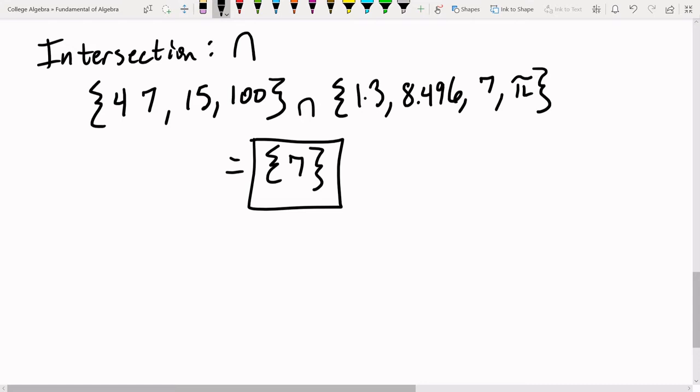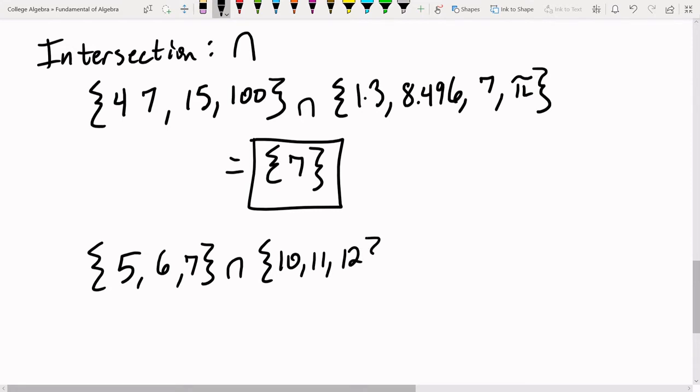Now, what if we had two sets that never overlapped, like this? 5, 6, 7 intersected with 10, 11, and 12. The answer here is a set with no elements. There is no intersection. And there's a shorthand note for this, and it's like this. It's called the empty set. It plays the same role that 0 does in the regular number system that we usually work with.